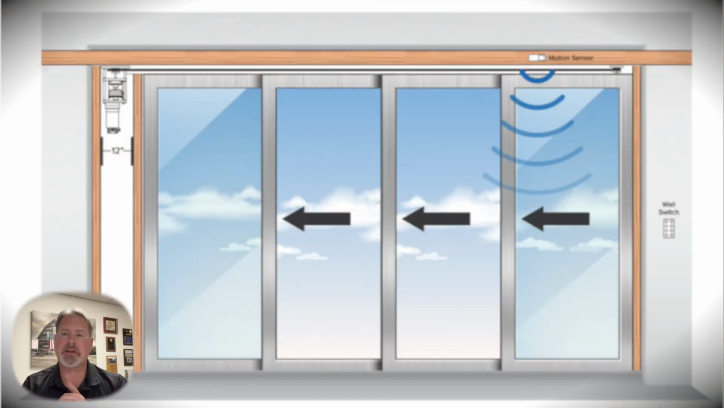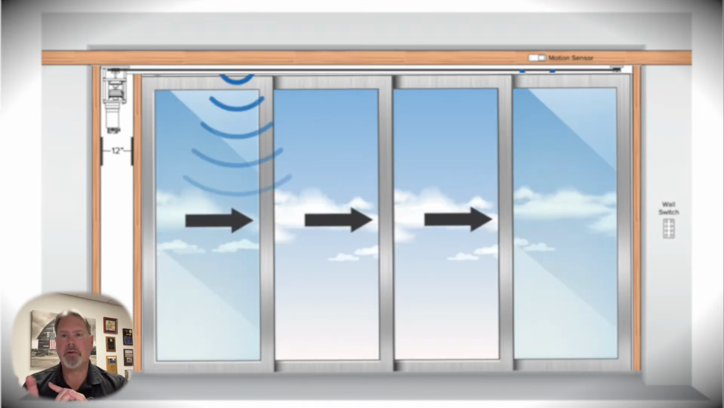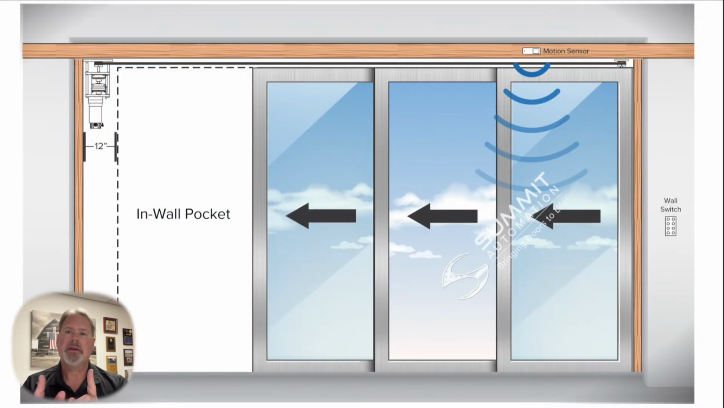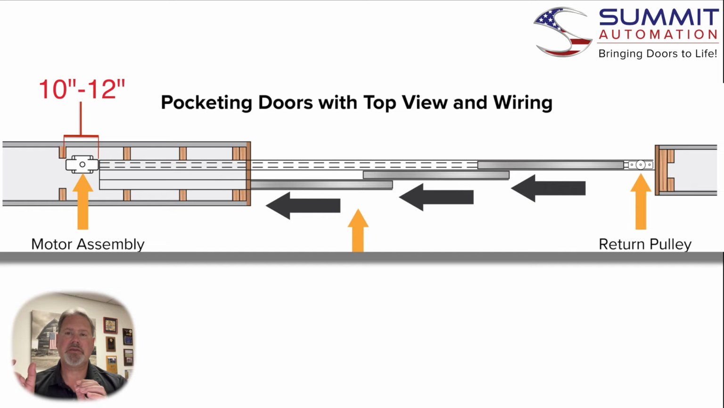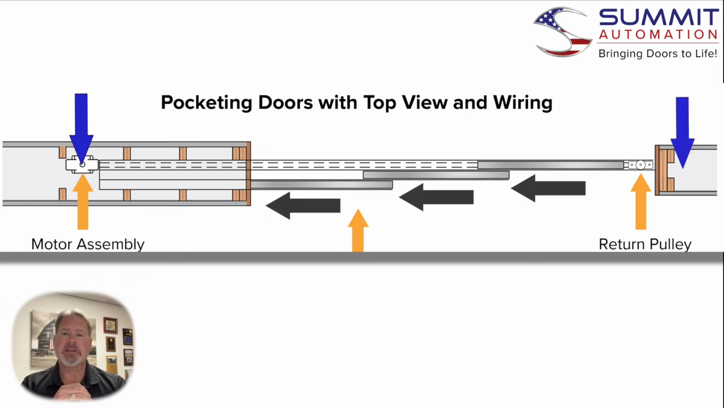Today's segment is going to cover configurations of our various motors. In the following slides, you're going to first come across the standard configuration. The standard configuration is mounted within a stud bay either to the left or right of the door, or within a pocket either to the left or right of the door. The motor will be center of the lead panel and will need approximately 10 to 12 inches either extended inside the pocket or within the next adjacent stud bay, either on the strike side jamb or the back jamb of the multi-slide door system.